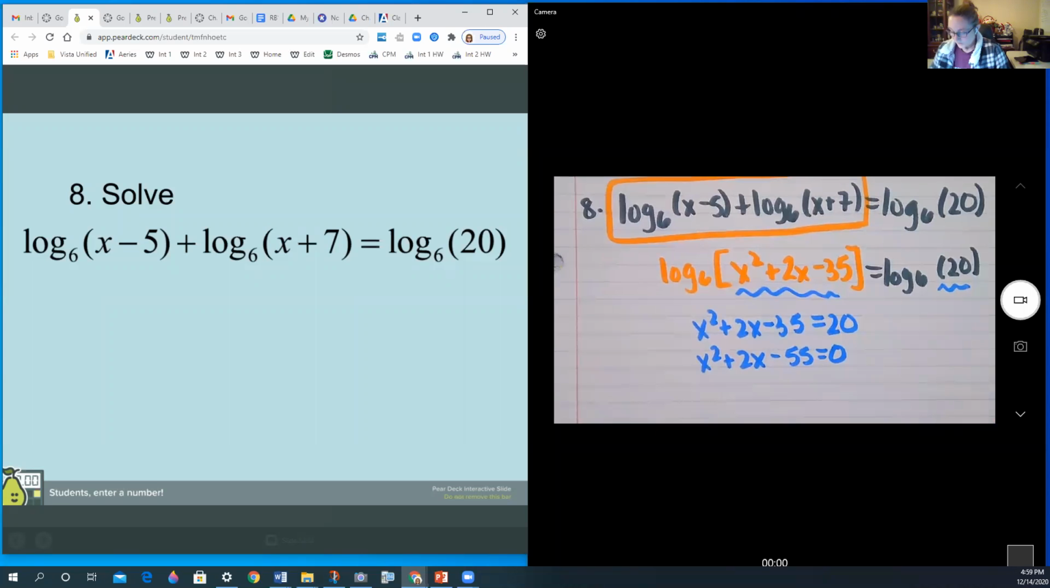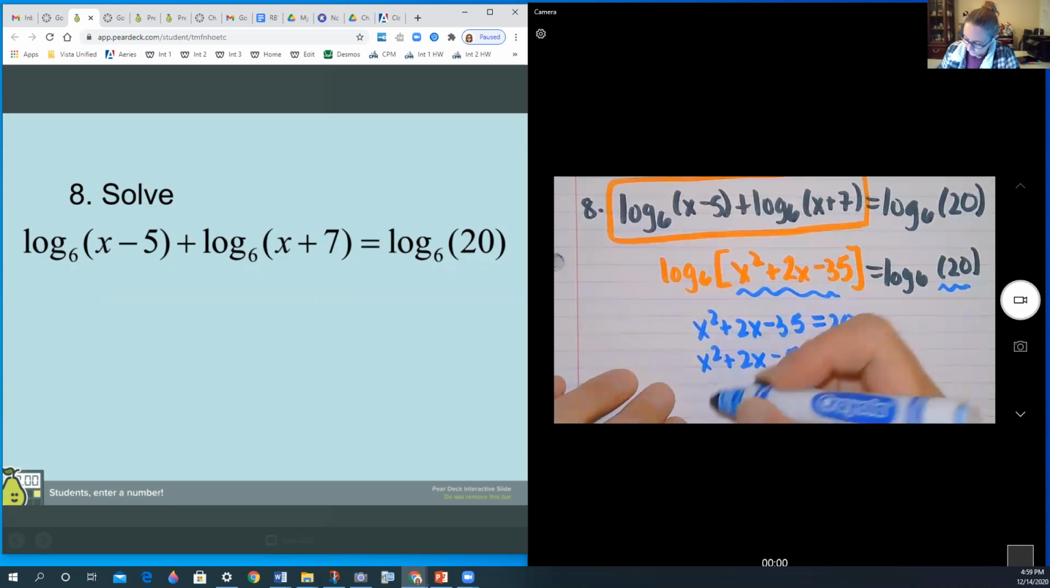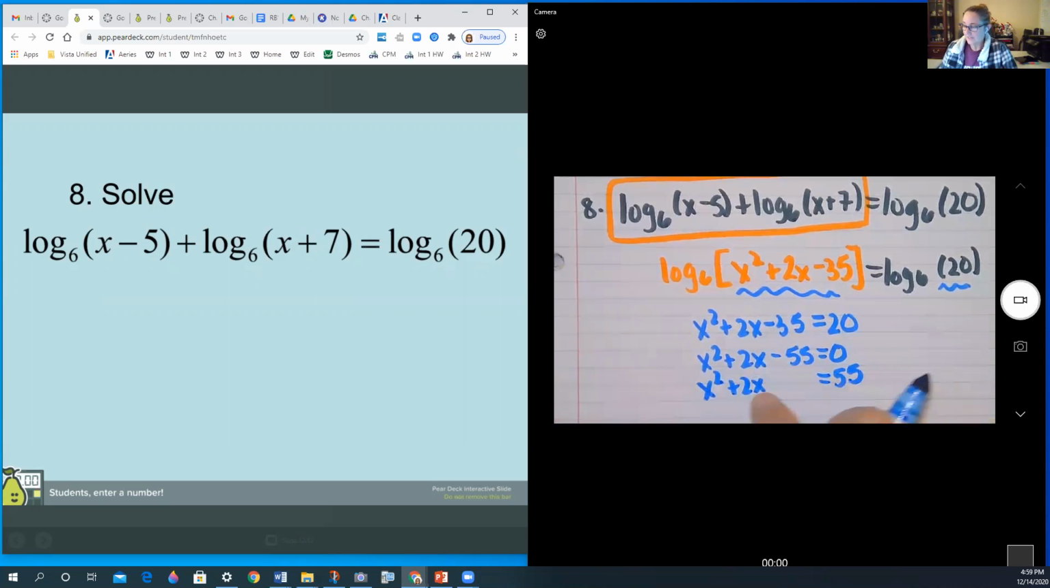For this particular one, this is not going to be factorable because there's nothing that is going to multiply to a negative 55 and add to a 2. So I'm going to do completing the square. I'm going to have x squared plus 2x, and I'm going to take my 55 over here. Then I need to figure out what I'm adding. To make this into a perfect square, half of 2 is 1, and 1 squared is 1. So I'm going to add 1 here and here.